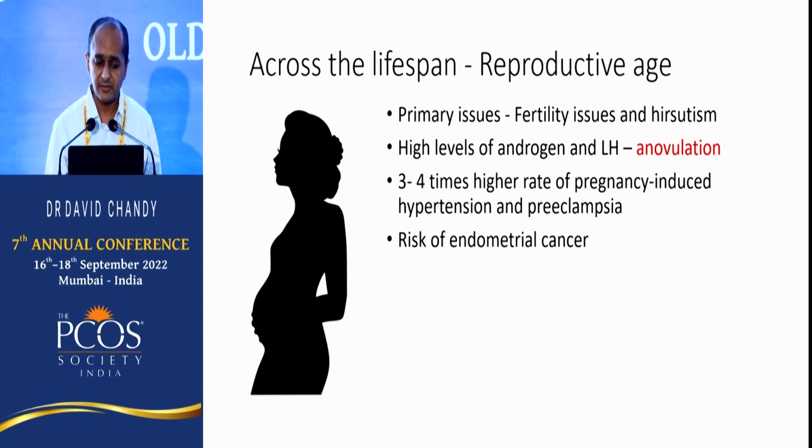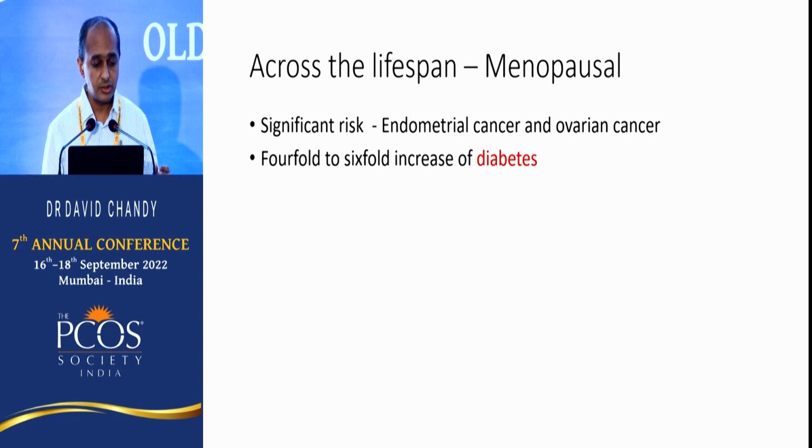Now in the reproductive age, the primary issue moves on to fertility. This is because of the high levels of androgen which affect ovulation, and because of this you have higher rates of hypertension and eclampsia. High risk of endometrial cancer is seen in later years. When we move on to menopause, this goes on and you have increased risk of endometrial cancer, ovarian cancer, and a lot of increase in diabetes. We as endocrinologists are facing a tsunami of diabetes right now. So many cases have gone up.